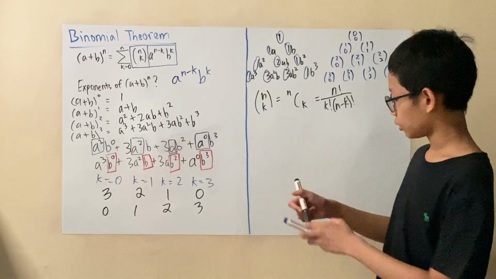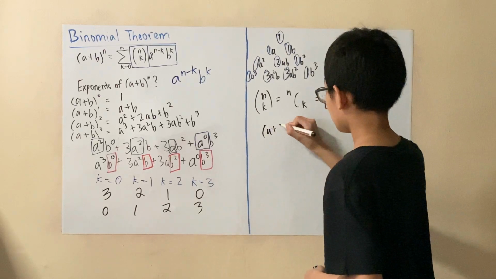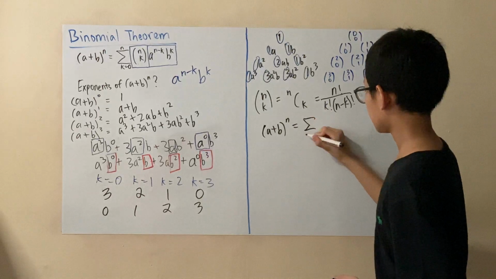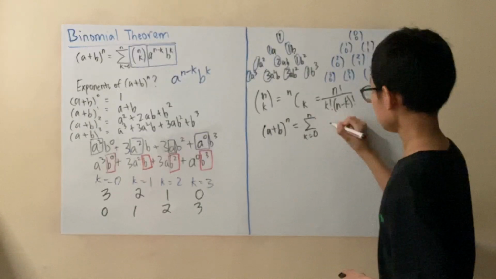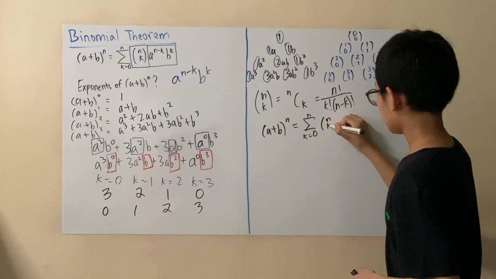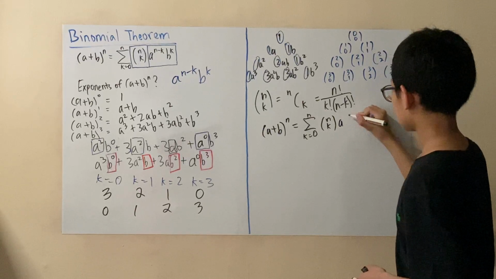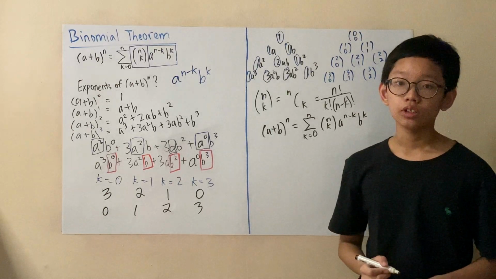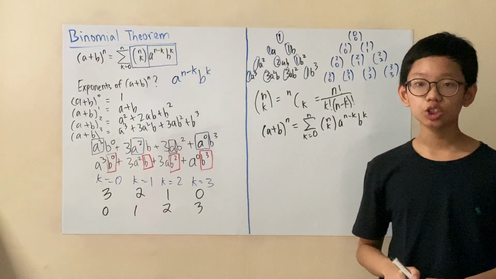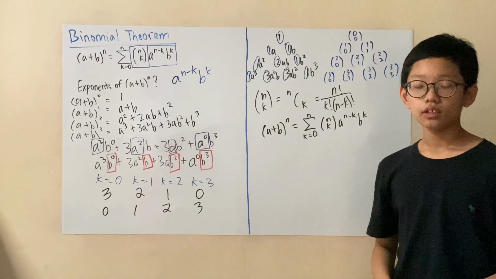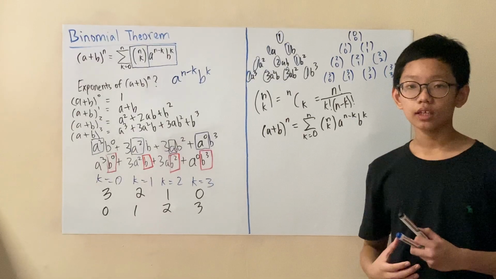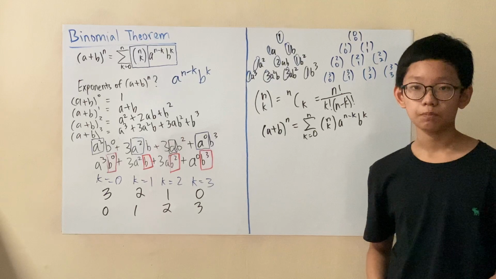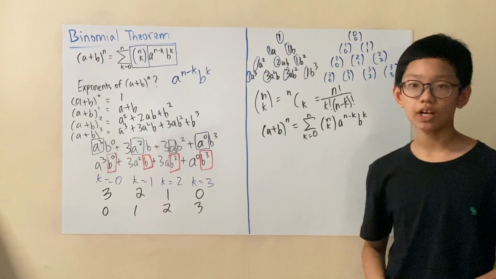And that's why our binomial theorem is (a + b) to the power of n equals sigma, k equals 0 until n, of n choose k multiplied by a to the power of n minus k multiplied by b to the power of k. Now let's use a short example to show how the binomial theorem works. Let's say we would like to find out what (a + b) to the power of 3 is, and we would like to expand it. We can use the binomial theorem to do this faster and easier.